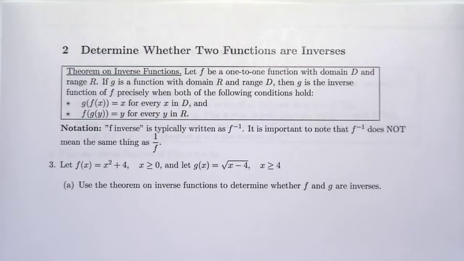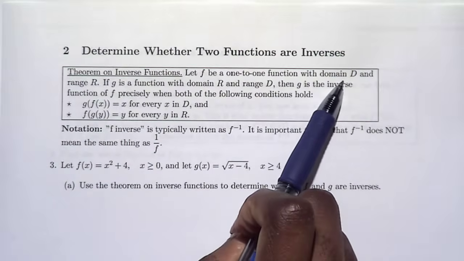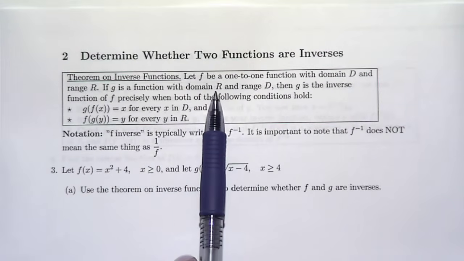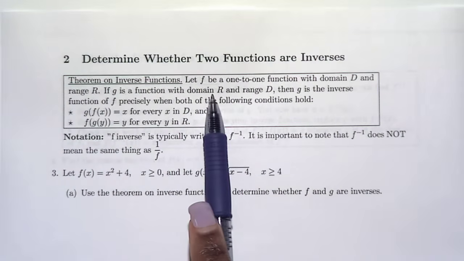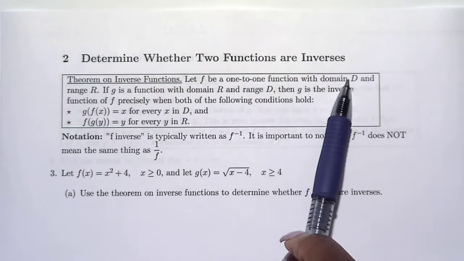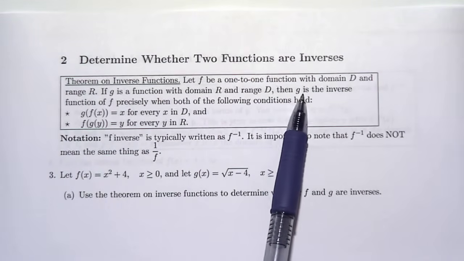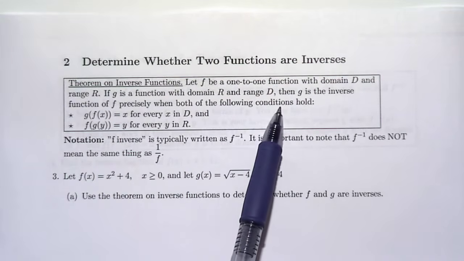Okay, so now let's determine whether two functions are inverses or not. This is very closely related to one-to-one. Let f be a one-to-one function with domain d and range r. If g is a function with domain r and range d, note these are opposites, then g is the inverse of f precisely when both of the following conditions hold.